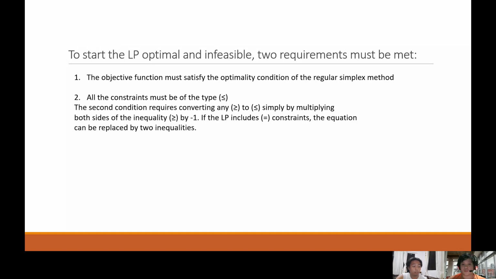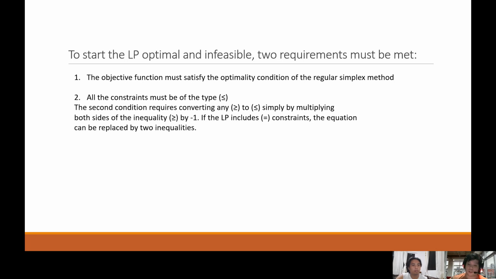To start with the optimal and infeasible, two requirements must be met. First, the objective function must satisfy the optimality condition of the regular simplex method. The second is that all the constraints must be of the type less than or equal to. The second condition requires converting any greater than or equal to signs to less than or equal to simply by multiplying both sides of the inequality by -1.